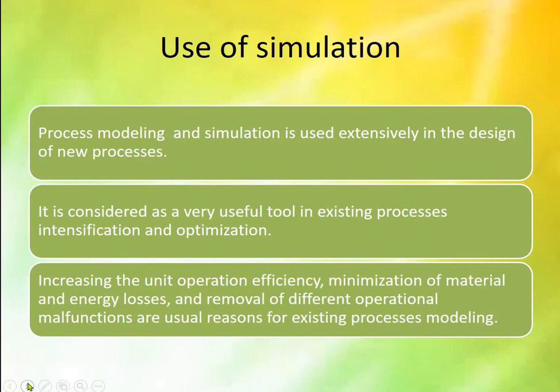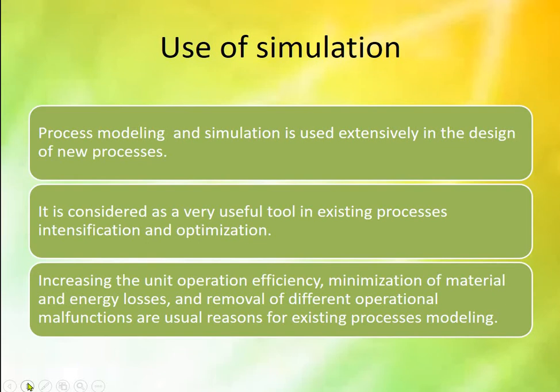Now what is the use of a simulation? Process modeling and simulation is used extensively in the design of new processes. You know, when you want to produce a new chemical, you want to design the plant. There are many configurations of plants available. You can go through the feasibility study, you can design the unit operations, you can design the process equipment. So simulation is used for that.